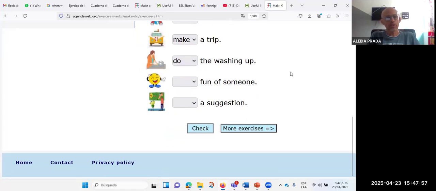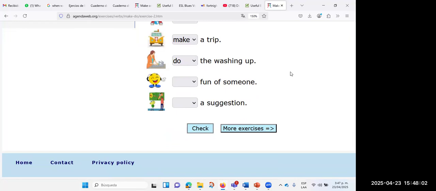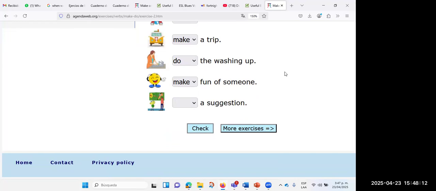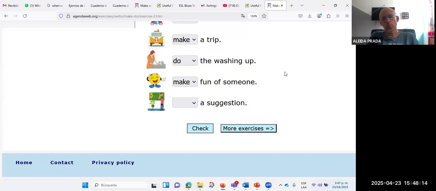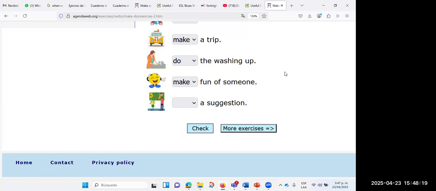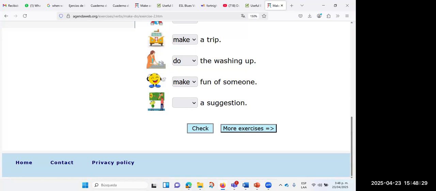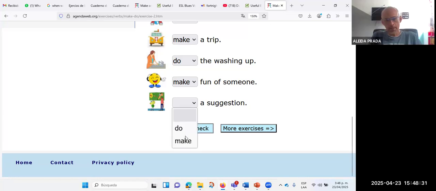Do fun of someone or make fun of someone? I think it is make. Make fun of someone, yes. For example, when you are going to say hace reír a alguien, then you make him smile, no? For example, you usually make your mother smile, no? You usually make your father smile. No? They make fun of someone. And the last one, do a suggestion or make a suggestion? I read make. Yes, make a suggestion.